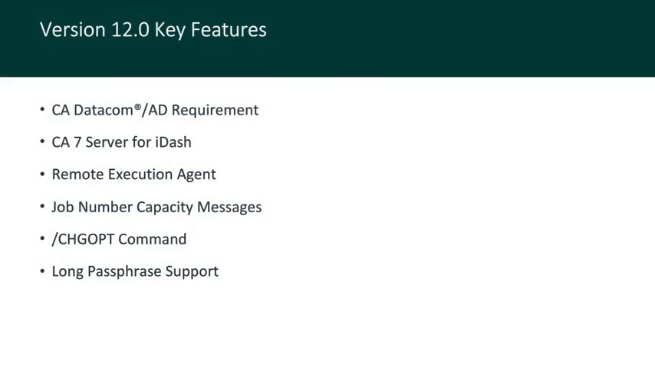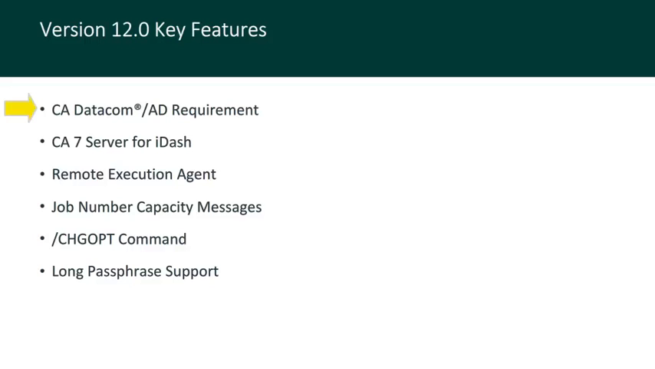This video explains the new features in CA Workload Automation CA 7 Edition version 12. We'll refer to this product as CA 7 for the remainder of this video. We have listed what we consider the key features of version 12. For each feature, I'll explain the feature, when you'd use it, and why it's important to you.